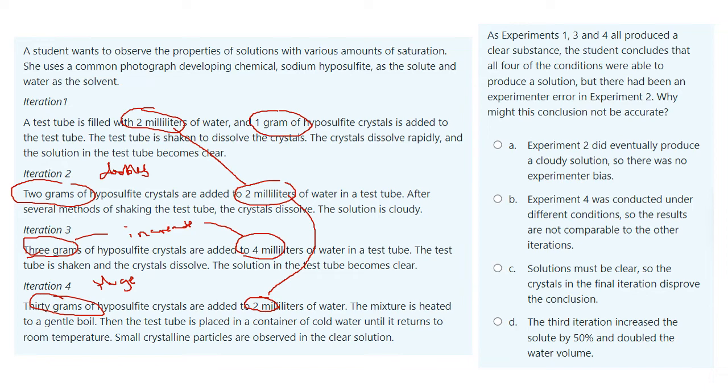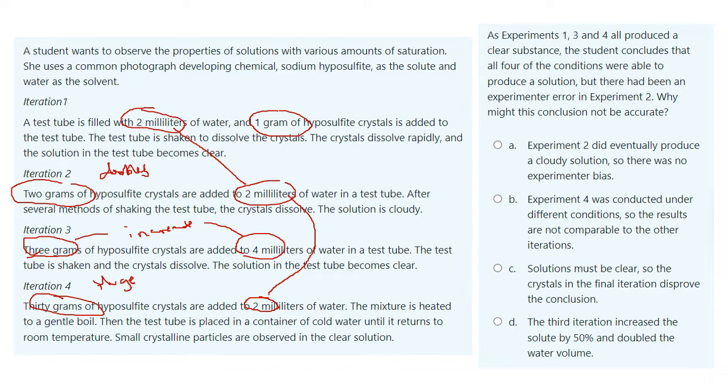Iteration 1, after they were mixed together, the test tube was shaken to dissolve the crystals. The crystals dissolve rapidly and the solution is clear. In iteration 2, there were several methods of shaking the test tube and then the crystals dissolve, so the solution was cloudy. In number 3, it was shaken and the crystals dissolved and the test tube became clear.